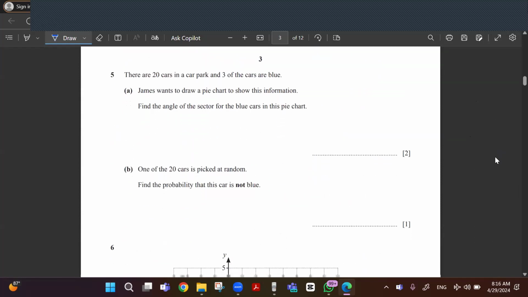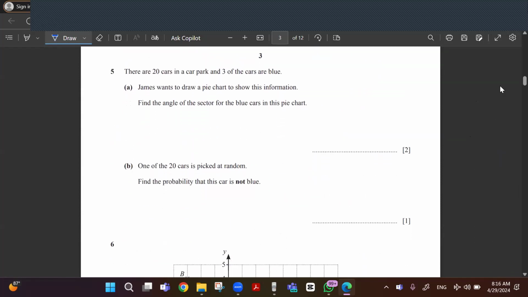Okay. Let's read question number 5. He's telling me there are 20 cars in a car park. 3 of them are blue. Only 3 are blue. James wants to draw a pie chart to show this information. Find the angle of sector for the blue cars.